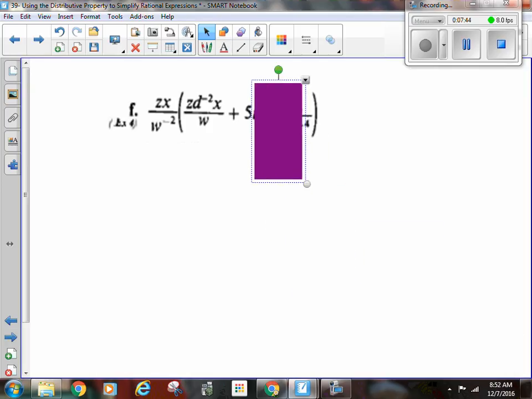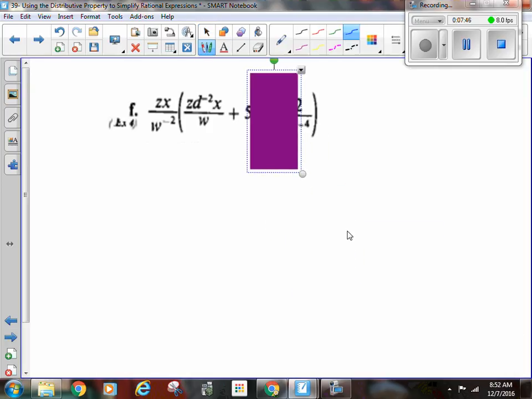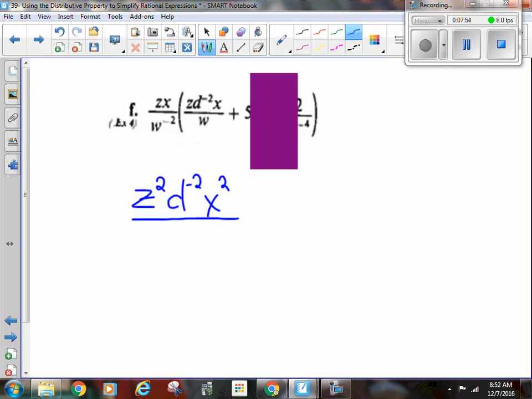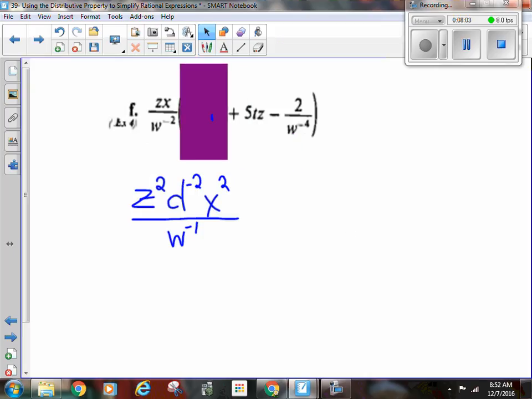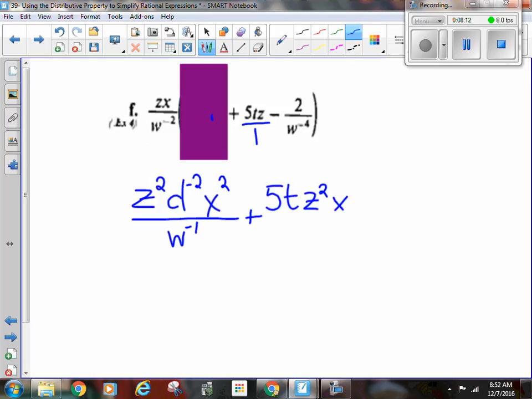Okay, so ignore the second 2 terms. I have a z and a z, so it gives me z squared, d to the negative 2, and then I have 2 w's. Remember this one has a 1, so this is going to give us w to the negative 1 when we add them. We'll move this over, put this over 1, so plus 5t, there are 2 z's, so that becomes z squared and an x over w to the negative 2.